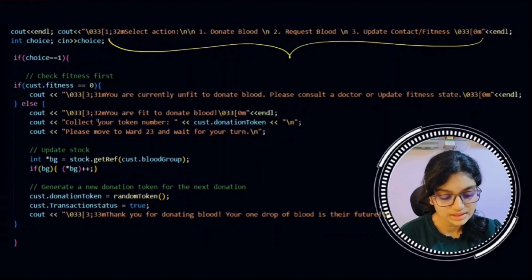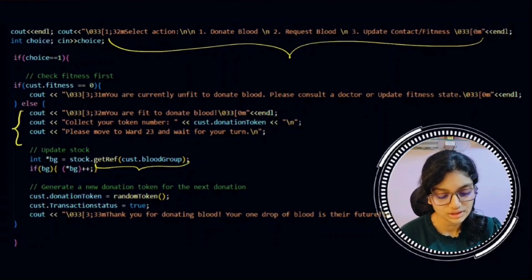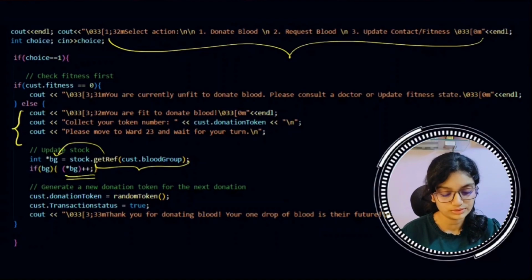And otherwise, these waiting instructions will be first displayed. Then the stock will be updated as the blood is donated. So basically here getRef actually returns a pointer to the integer representing the blood group stock, and then the blood group stock of the respective blood group of the user is updated.